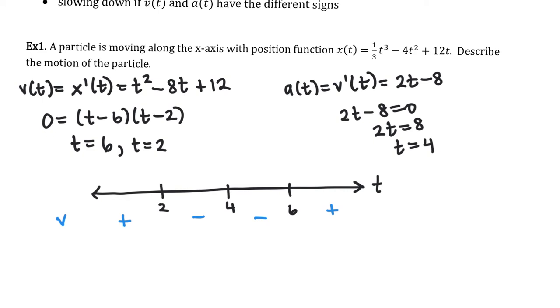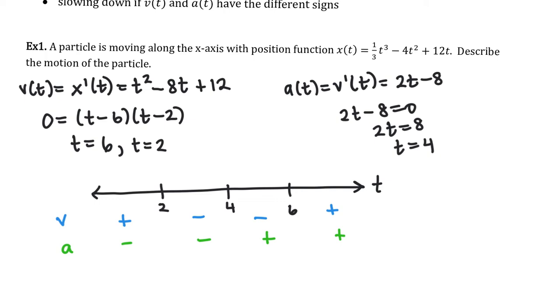Now let's consider the acceleration. Okay, so if I'm lower than t equals 2, say I'm at 0, 2 times 0 is 0, minus 8 is negative. If I'm between 2 and 4, think about 3, 2 times 3 is 6, 6 minus 8 is negative. Between 4 and 6, maybe 5, 2 times 5 is 10, 10 minus 8 gives me a positive acceleration. And if I'm higher than 6, I'm big, minus 8, I'm still positive.